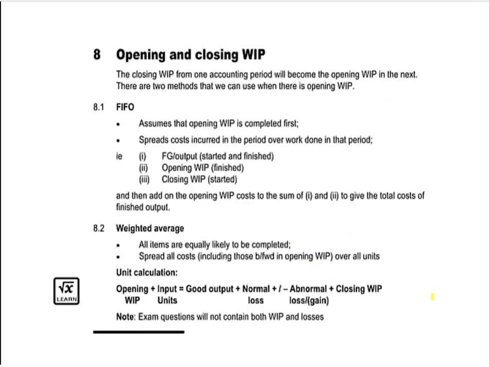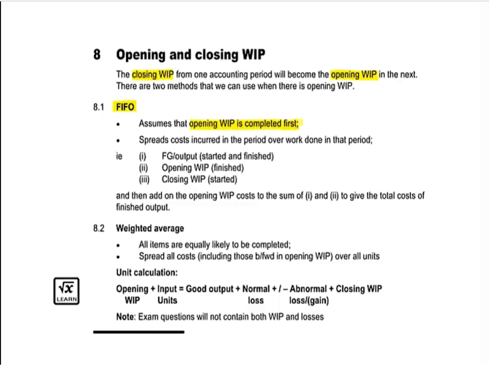The final thing that we need to consider as a complication then is the treatment of opening work in progress, because last period's closing work in progress becomes next period's opening work in progress. We have two different ways then that we can treat opening work in progress. There are two assumptions that we can make. There's first of all Fifo, which assumes that the opening work in progress is completed first. So at the start of next period, you take something that you've already started and finish it off.